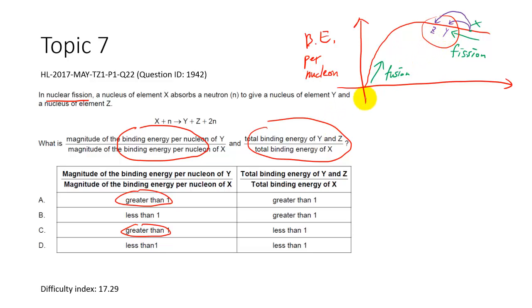Y and Z must have a greater one again, because per nucleon is the same. And when you add them up together, no matter how many nucleons they have, because it must be the same as the nucleon number of X, in that case it would also be higher than X, and therefore it is greater than 1 also.